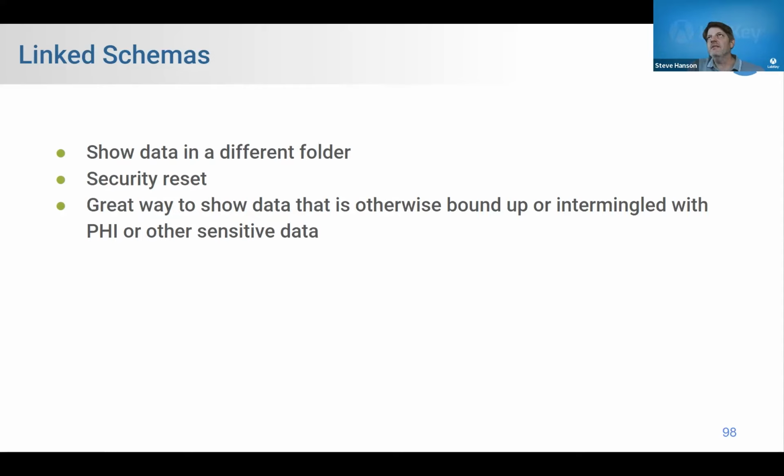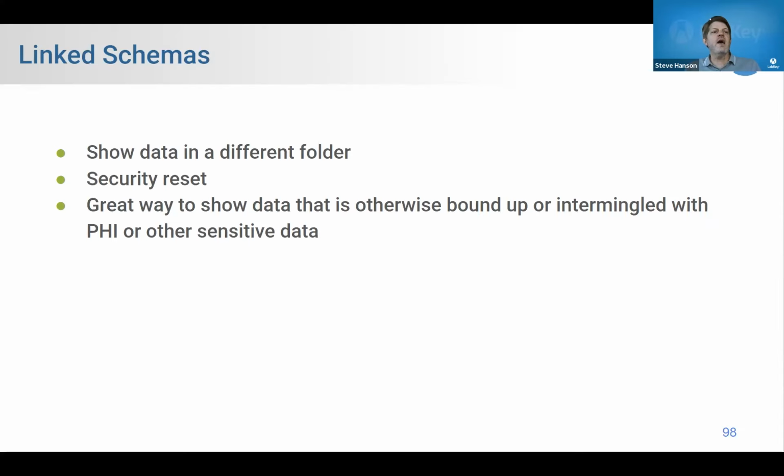What a linked schema does is allow you to take data from one folder and represent it in another folder. But you can do it in a very refined way. Say your folder A has everything in it, including sensitive data, and you want to take just a sliver of that data, the non-sensitive sliver, and show it in folder B. That's what a linked schema can do: make that link between A and B and show whatever data you want. In this case, we'll say non-sensitive data.